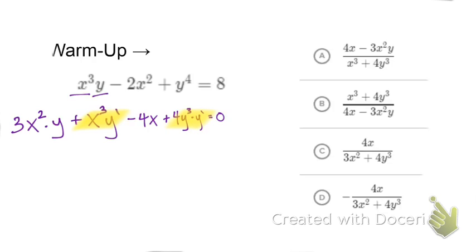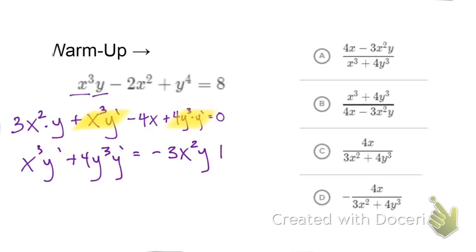Last but not least, we need to isolate the y prime. So everything that has a y prime in it, leave it where it is. If it does not have a y prime in it, move it over to the other side of the equation. So we have x cubed y prime plus 4y cubed y prime equals negative 3x squared y plus 4x.